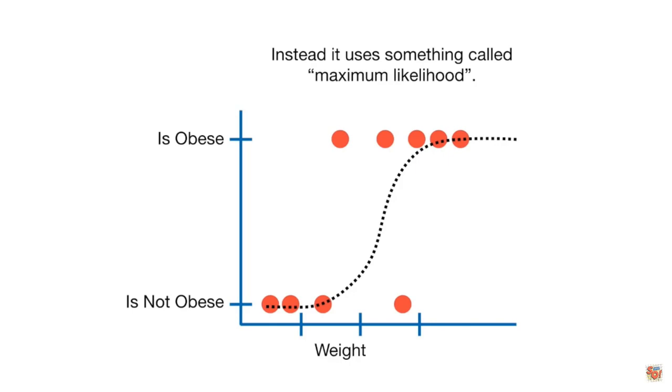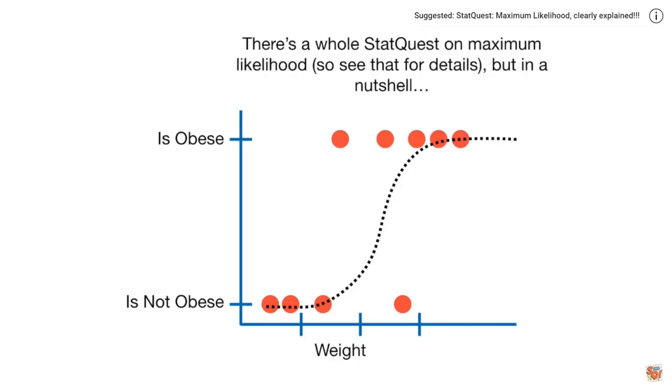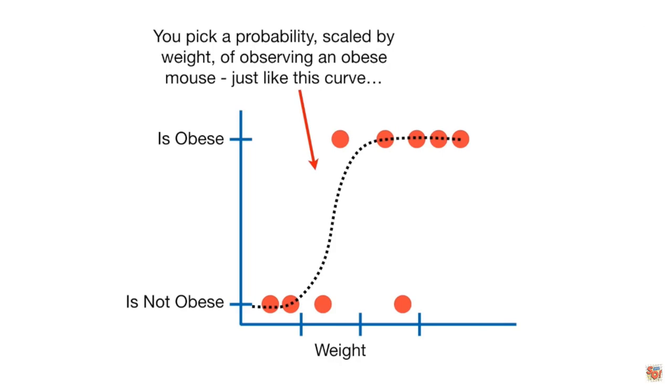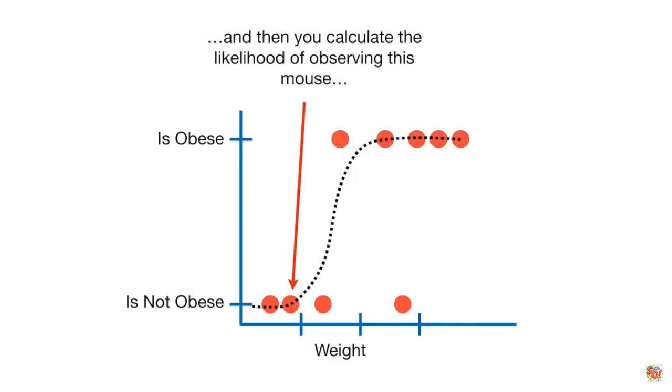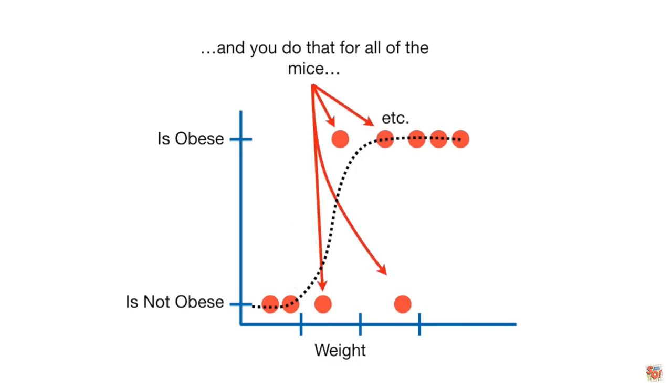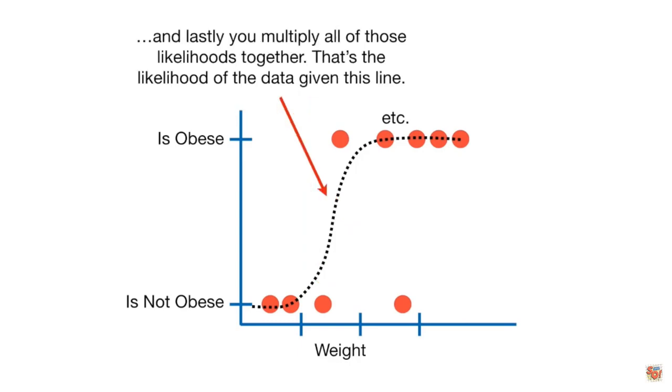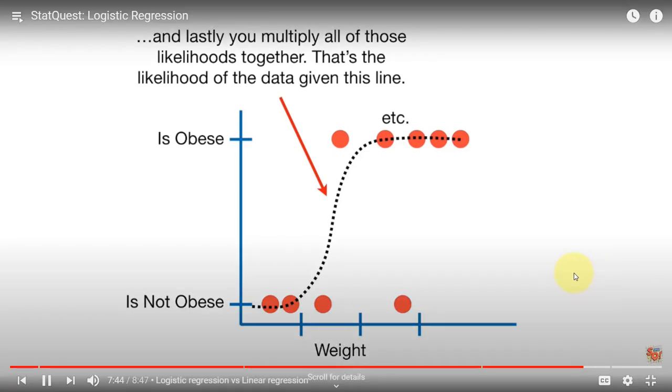Instead, it uses something called maximum likelihood. There's a whole StatQuest on maximum likelihood, so see that for details, but in a nutshell, you pick a probability, scaled by weight, of observing an obese mouse, just like this curve. And you use that to calculate the likelihood of observing a non-obese mouse that weighs this much. And then you calculate the likelihood of observing this mouse. And you do that for all of the mice. And lastly, you multiply all of those likelihoods together. That's the likelihood of the data given this line.